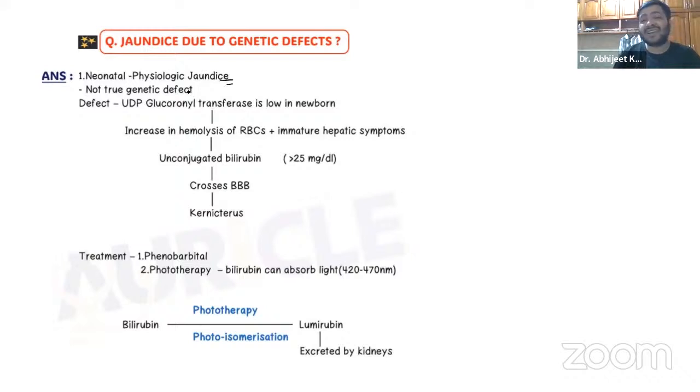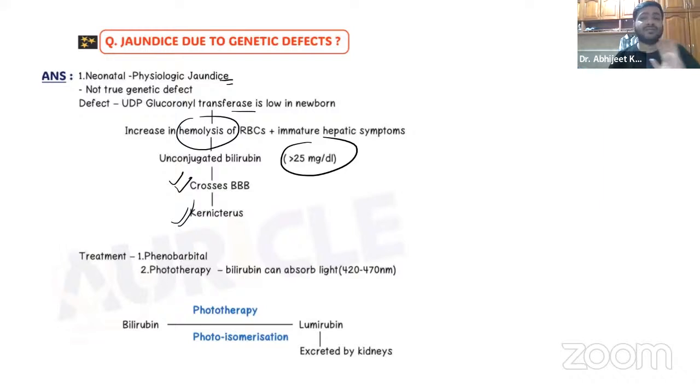There is no true genetic defect here, right? The UDP glucuronide transferase is initially low in the newborn, right? So it will increase with the hemolysis of the RBC. Obviously, hepatic symptoms will be there. Unconjugated bilirubin will be more than 25 milligram per deciliter. It crosses the blood-brain barrier and it can cause kernicterus. Now, in those patients, we actually start off with phototherapy, right?